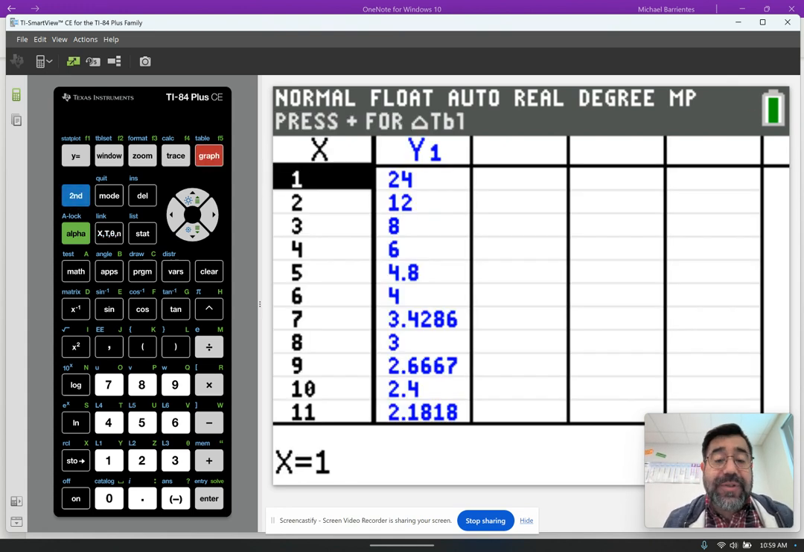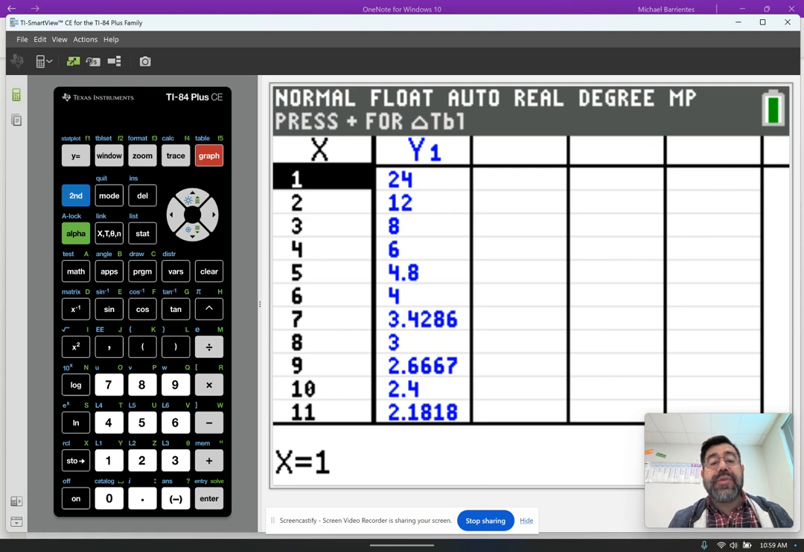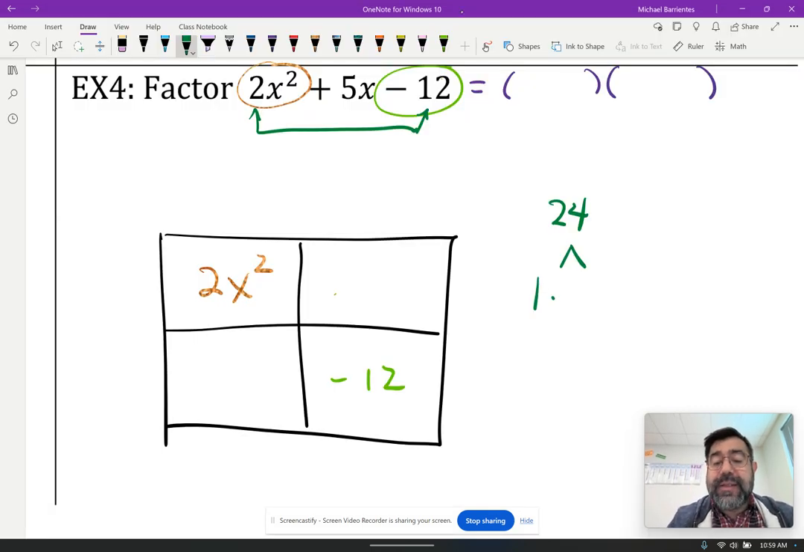Ooh, there's a lot of numbers that give me 24. It could be 1 times 24. It could be 2 times 12, 3 times 8, 4 times 6, 5 times a decimal. I'm not going to use that one. 6 times 4. Oh, that's the same thing as this one, except it's backwards. So I think I can stop looking. So really there's 1, 2, 3, 4 pairs of whole numbers that multiply to give me 24. So I'm going to write them down. 1 times 24, 2 times 12, 3 times 8, 4 times 6.